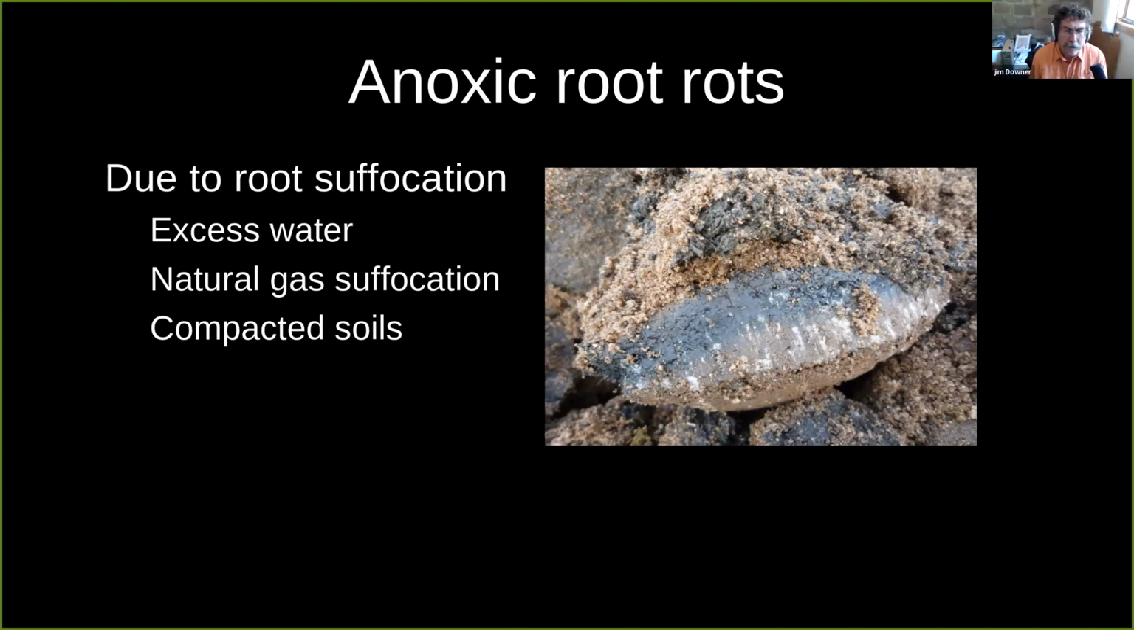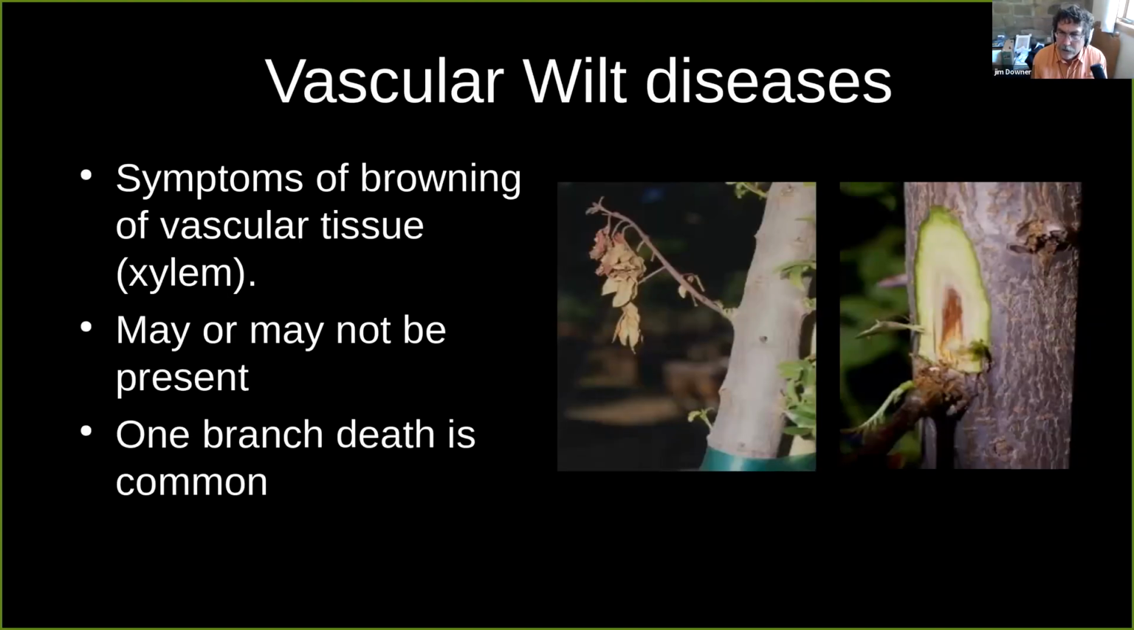Okay, vascular wilt diseases are another big category that are particularly common on the east coast of the United States with verticillium. Verticillium wilt is a big problem there. We have verticillium wilt in the west as well, but not as much as they do in the east.